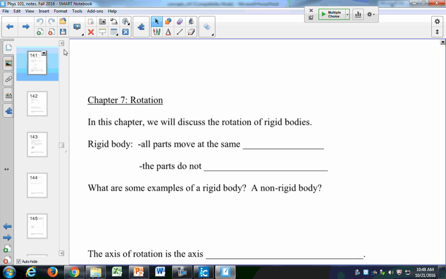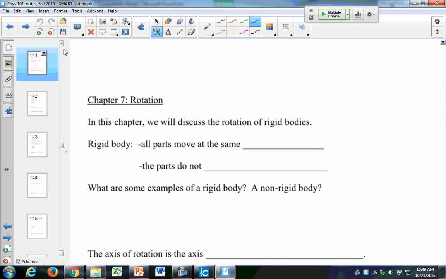So as I said, we're talking about rotation. We'll particularly talk about the rotation of rigid bodies. In Chapter 9, we'll start talking about the rotation of non-rigid bodies. That would be fluids, fluid rotation. We'll sort of dip into that just a little bit. But for now, we'll just talk about rigid bodies.